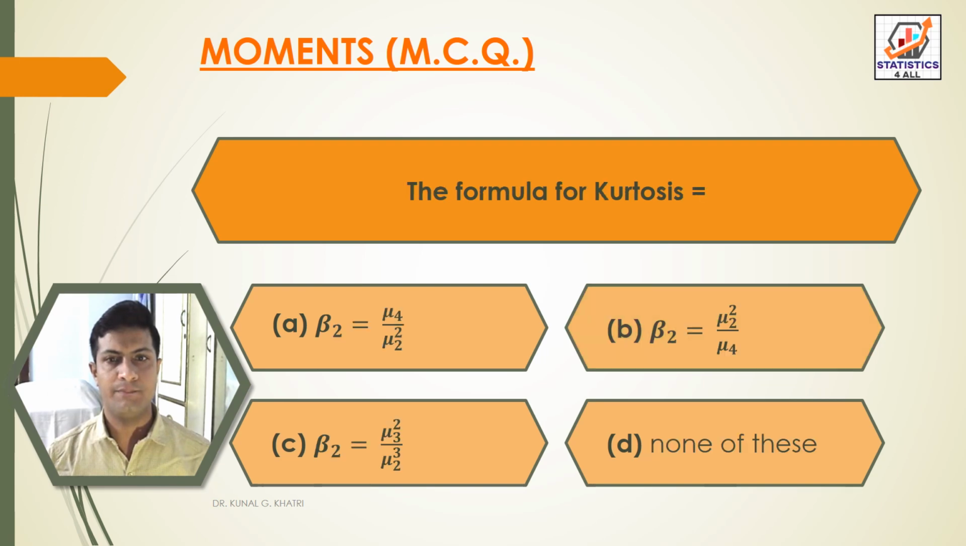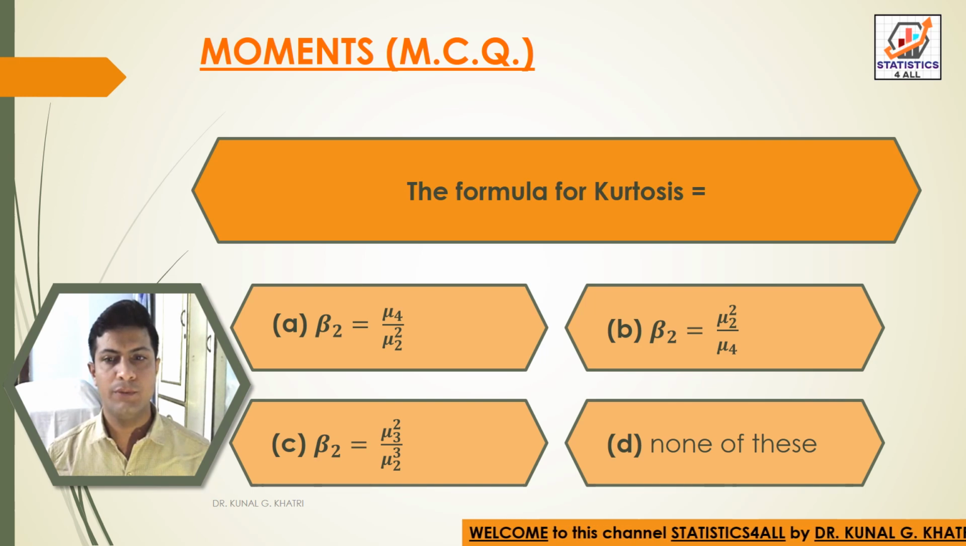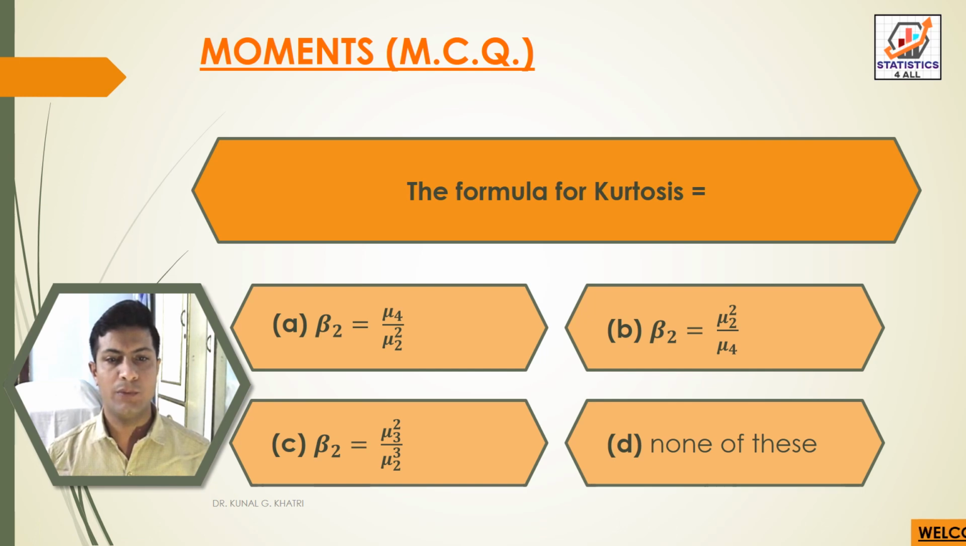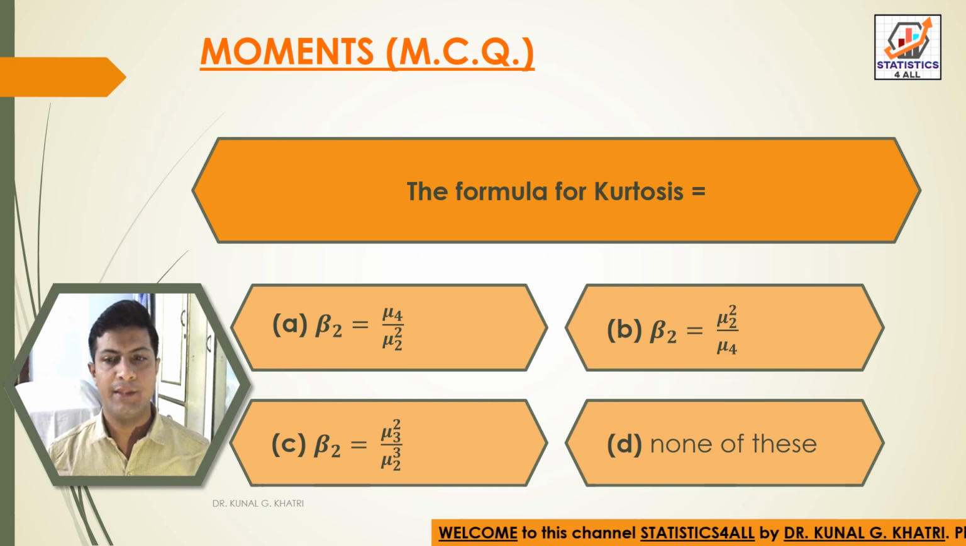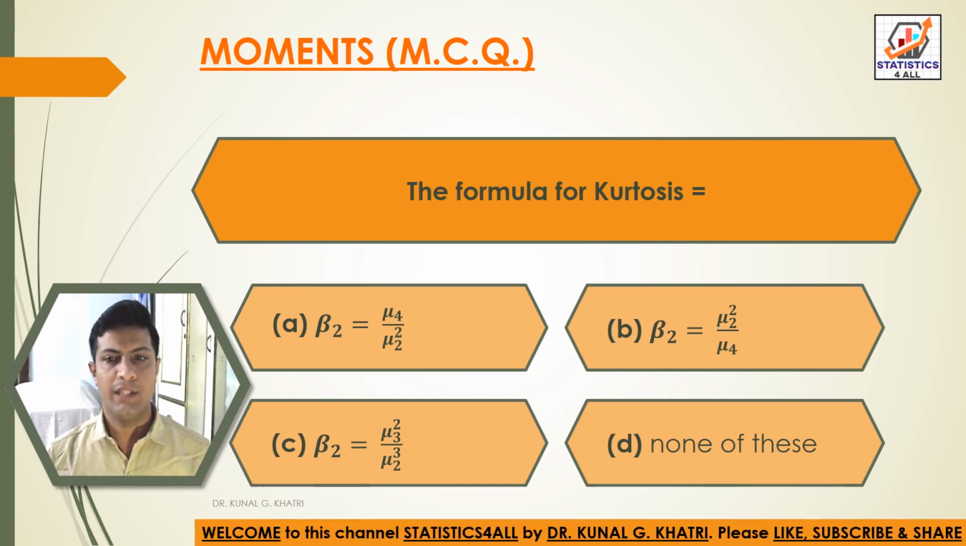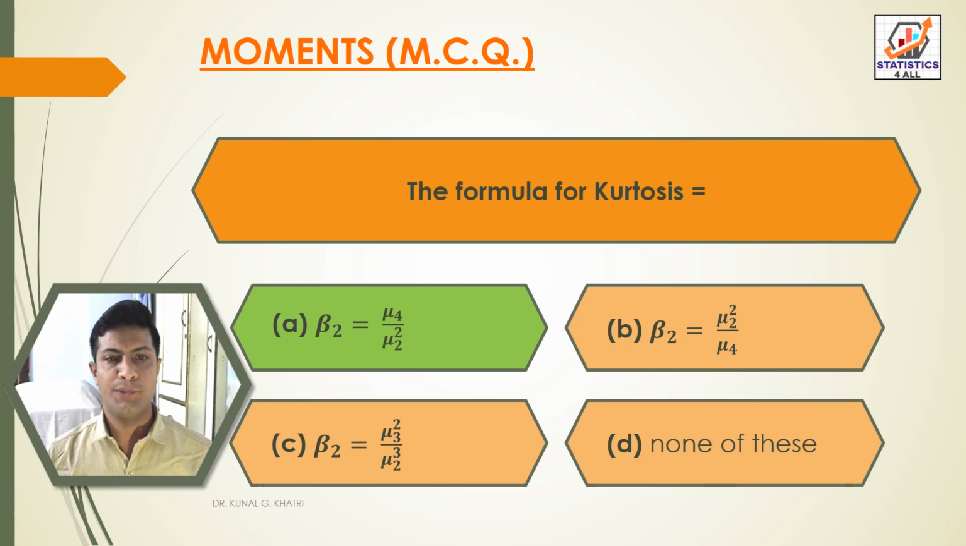Next question. The formula for kurtosis. Option A beta 2 is equal to mu 4 divided by mu 2 square. Option B beta 2 is equal to mu 2 square divided by mu 4. Option C beta 2 is equal to mu 3 square divided by mu 2 cube. Option D none of these. So here we have answer option A, beta 2 is equal to mu 4 divided by mu 2 square, is the formula for kurtosis.